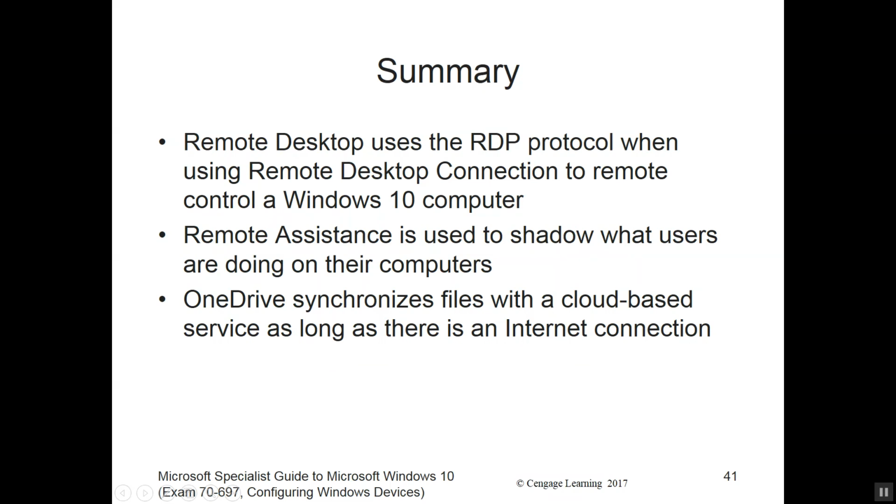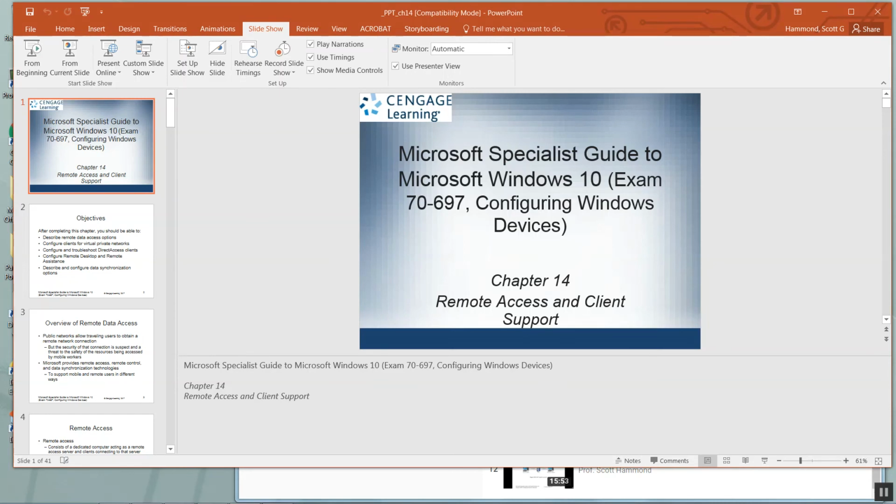Remote desktop uses the RDP protocol when using the RDC to connect or control Windows 10 computers. Remote assistance is used to shadow what users are doing on their computers. OneDrive synchronizes files with a cloud-based service as long as there is an internet connection. That's it.